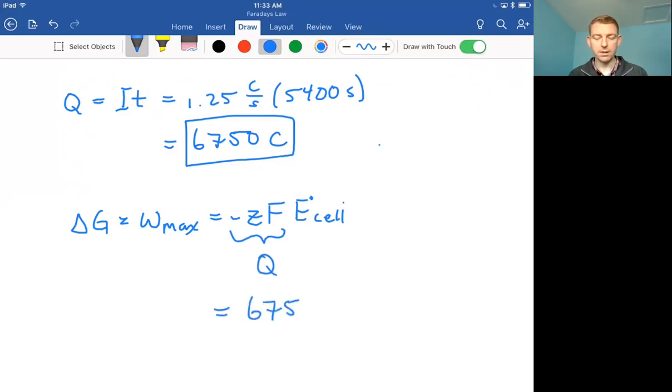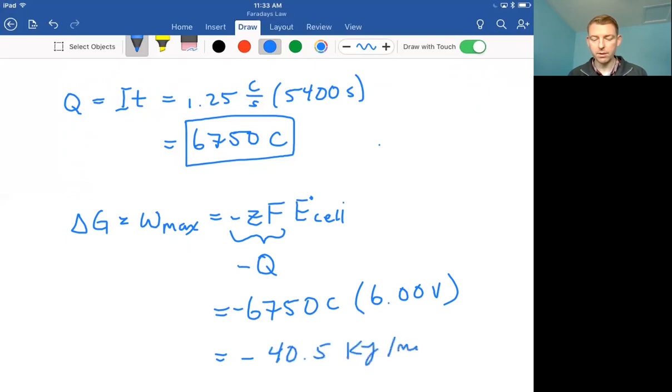So 6,750 coulombs multiplied by the cell voltage to give us, oh, sorry, this should be a negative Q. So we have a negative in here. So negative 40.5 kilojoules, or if we like, just kilojoules, was the work done during that process, during that time. Okay, so the steady flow of 1.25 amps at 6 volts for 1.5 hours lets us access 40.5 kilojoules worth of work.